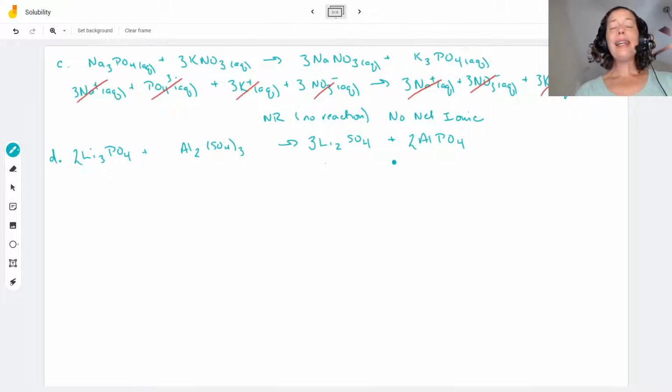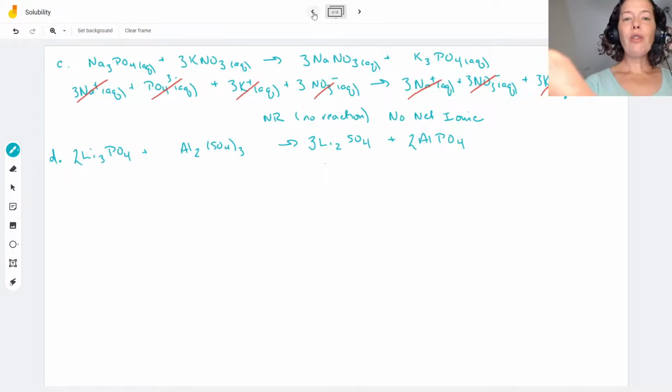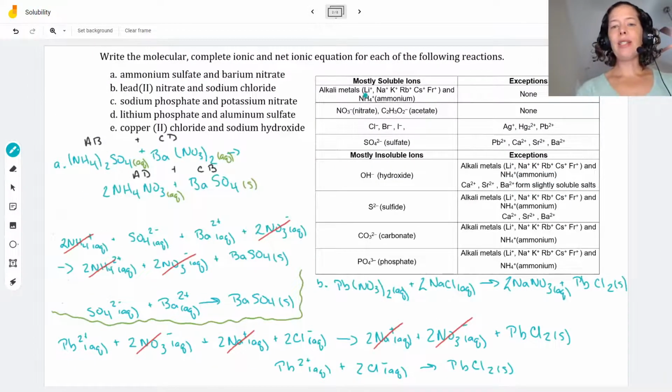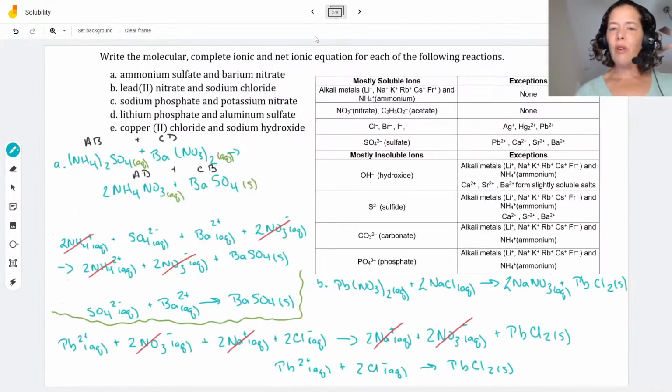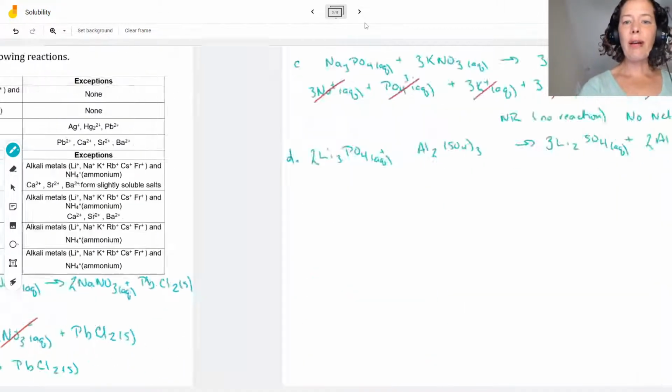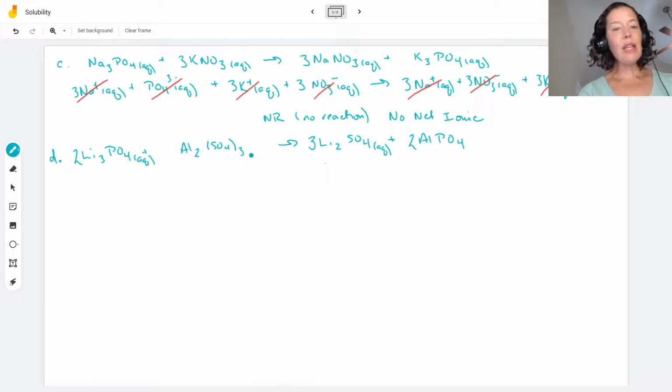All right, now I need to decide what is soluble, what is insoluble. So what you can already probably see here is I've got some lithium salts, which are always soluble. There are no exceptions. So let's go ahead and make those lithium salts soluble. So our lithium phosphate is soluble and our lithium sulfate is also soluble. Now let's check out our sulfate rules. So if I go back to my sulfate, these are mostly soluble. I do not see aluminum in here, so that's totally fine. So that means this aluminum sulfate is soluble.